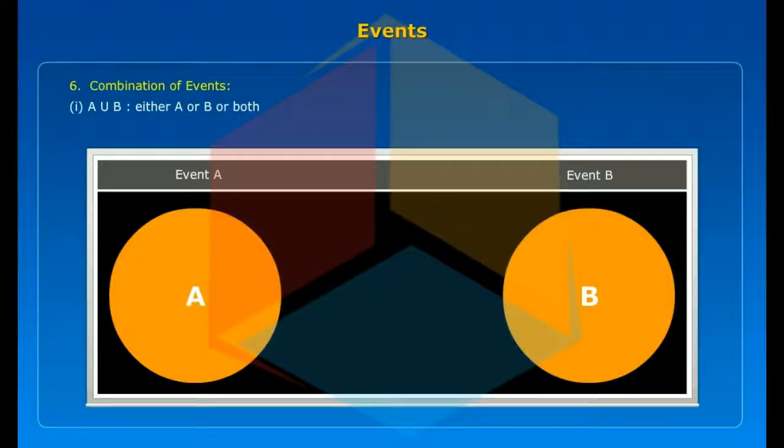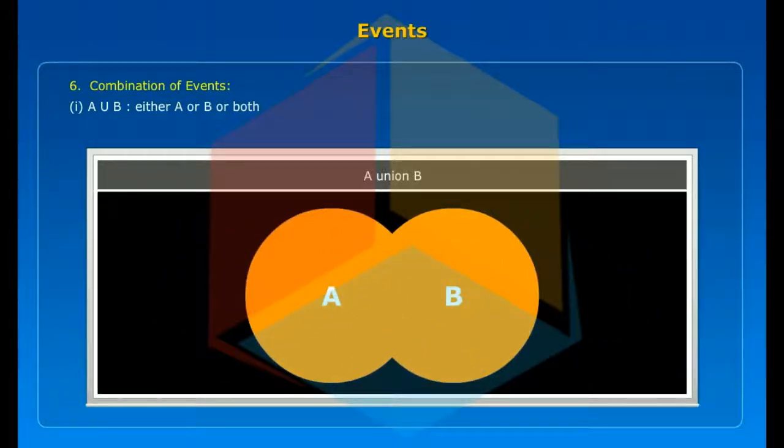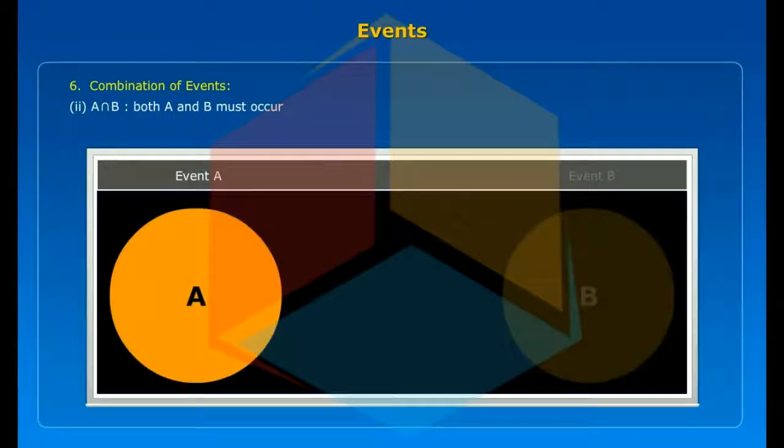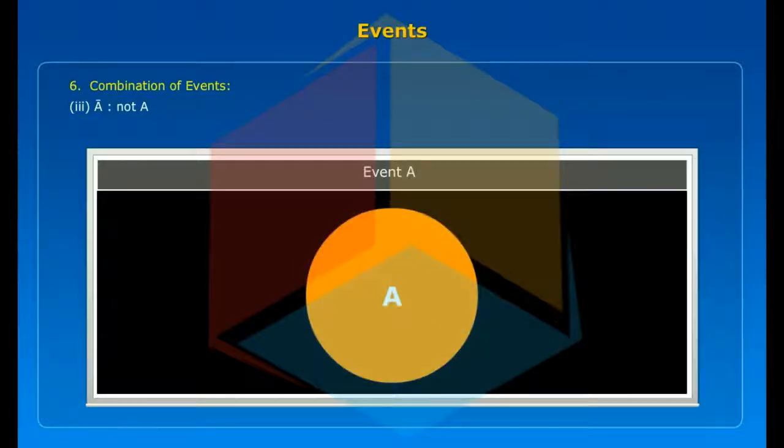Combination of events. Observe A union B, that is, either A or B or both. This is the representation of A union B. A intersection B: both A and B must occur. This representation shows A intersection B. A bar, not A. This representation shows A complement.